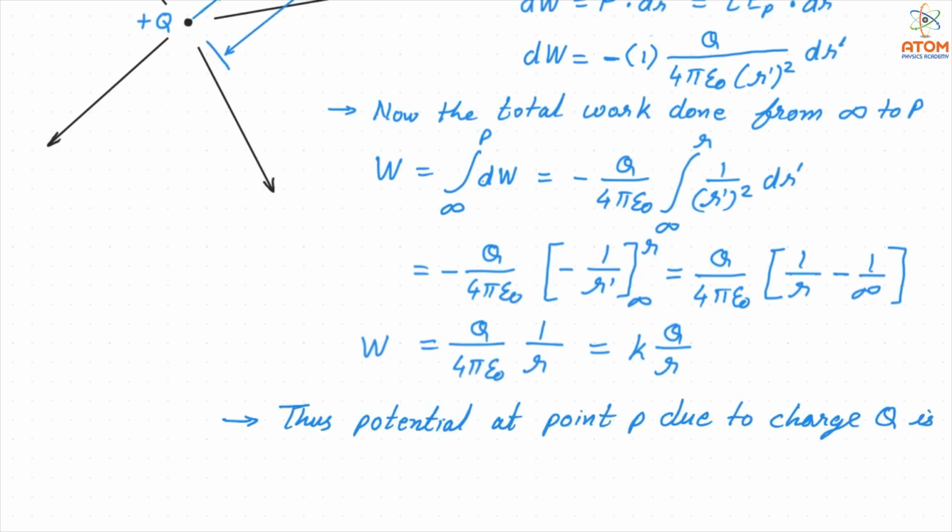So I can write, thus potential at point P due to charge capital Q is Vp, or you can also write like Vr because the position vector is r, that is equal to Q upon 4 pi epsilon 0 r, or we can also write like k capital Q upon r.